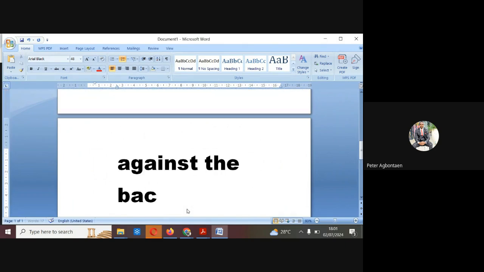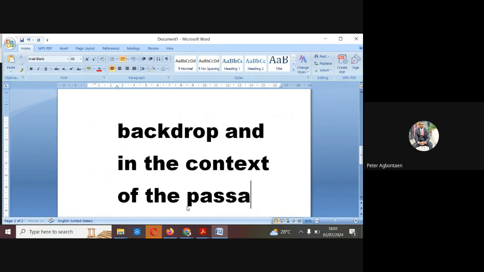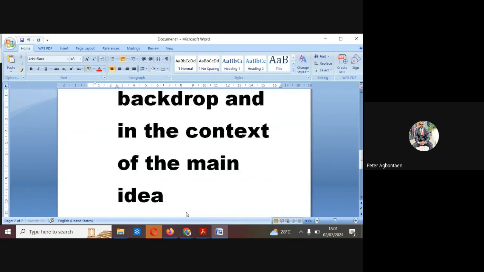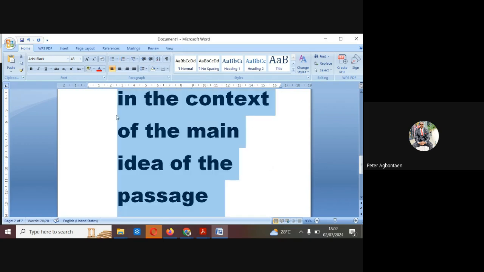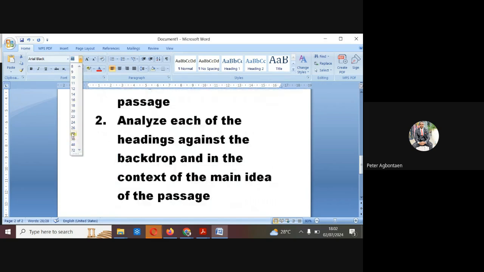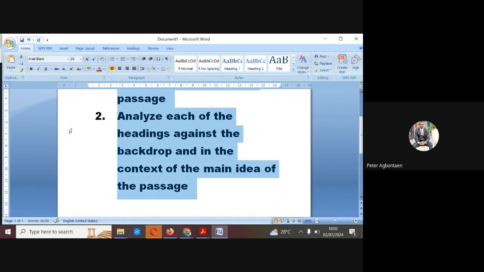against the backdrop and in the context of the passage, of the main idea of the passage. Now I will explain that. So I said you have to analyze each of the headings in the context and against the backdrop of the main idea of the passage. Now what does that mean?